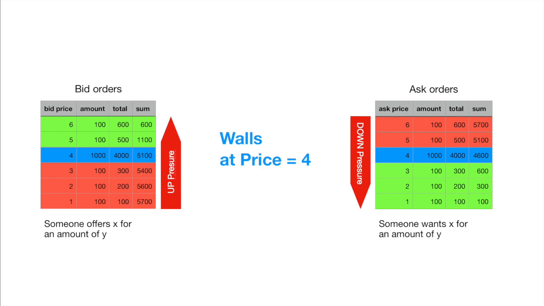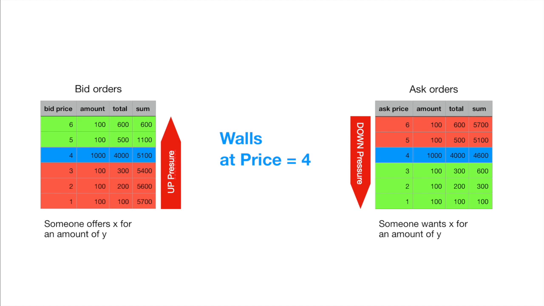I repeat again, unless a buyer wants to buy more than 1,300 of the asset, or is willing to pay more than 4,600, there is always a down pressure on the price for those who want to sell urgently, because they cannot ask a higher price than the sell wall.